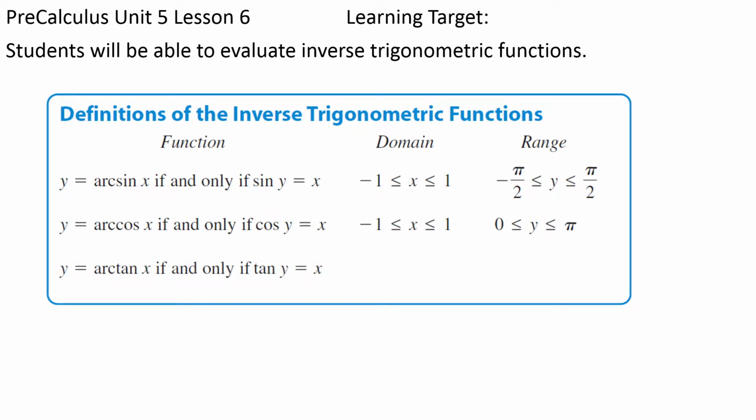Tangent, of course, is a little bit trickier. Tangent can vary between -infinity and +infinity because it's a ratio of sine divided by cosine. And as cosine approaches 0, tangent approaches either +infinity or -infinity.